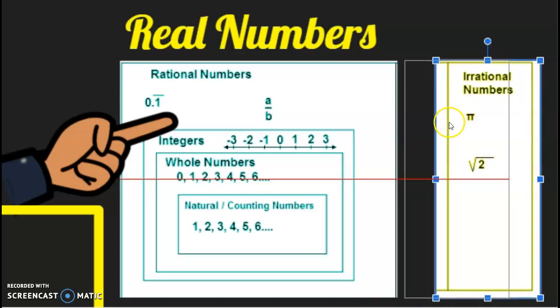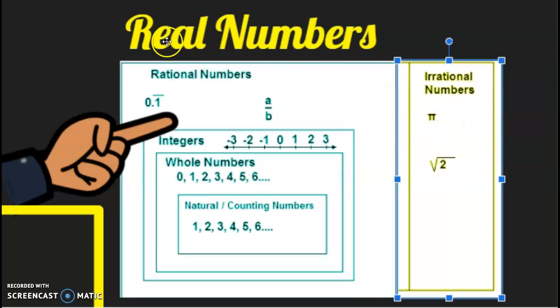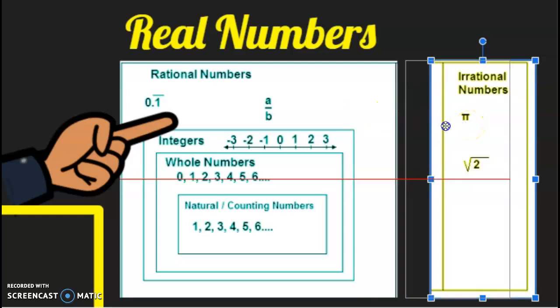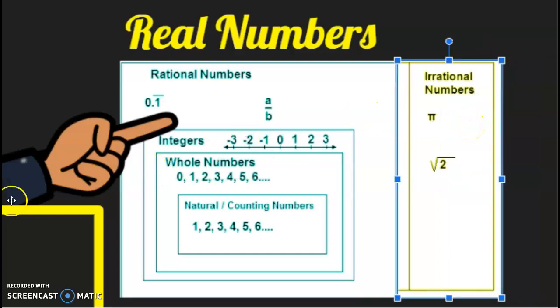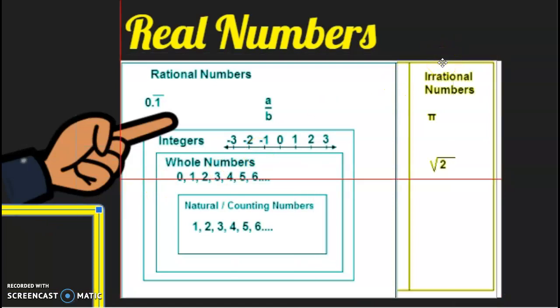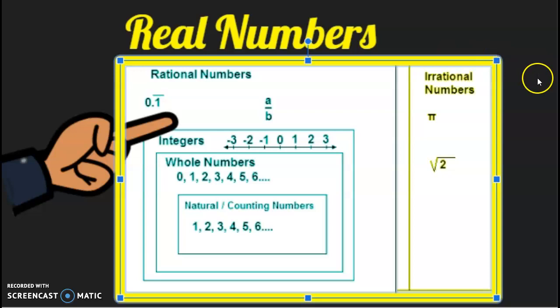When we group those together, the rational and irrational, that becomes our real number system. They're separated: I have rational and I have irrational. When I put those together, they become the real number system. I'm going to move this in. So all types of numbers are real numbers. We put those two types together and it becomes the real number system.